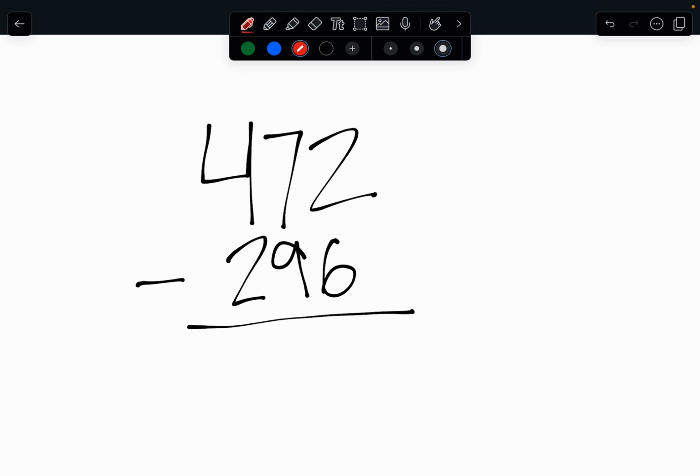Let's start with our ones place. Be sure to try to line your numbers up as straight as you can, okay? That's going to help you a lot when you do these problems. Now, I cannot take 6 away from 2. So I'm going to come over to my 7, make it a 6, and my 2 is going to become a 12 now. So what's 12 minus 6? That should be pretty easy for you. 6, because it's a doubles fact.